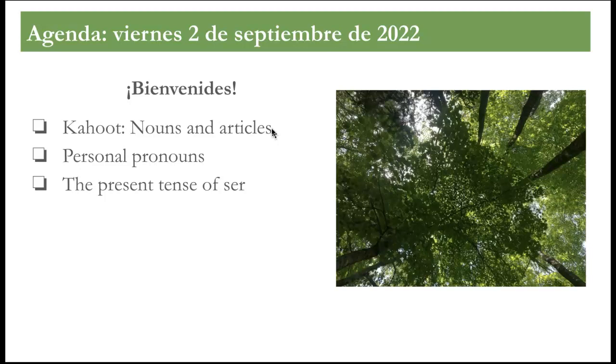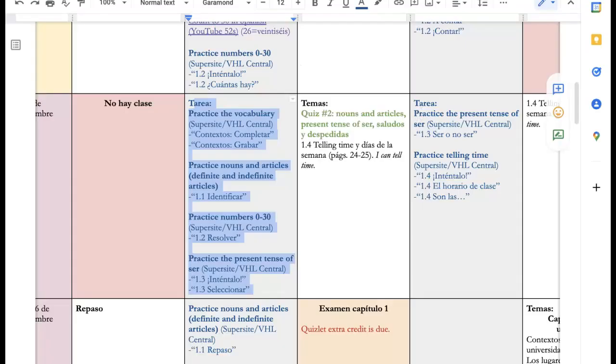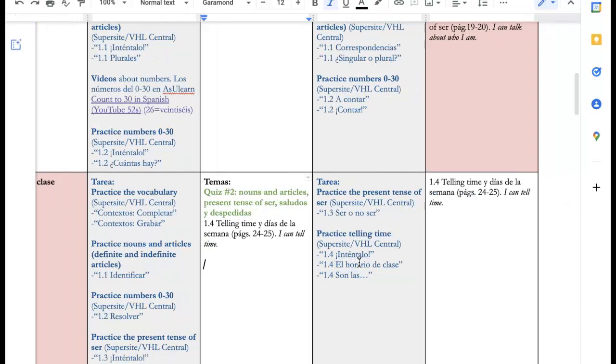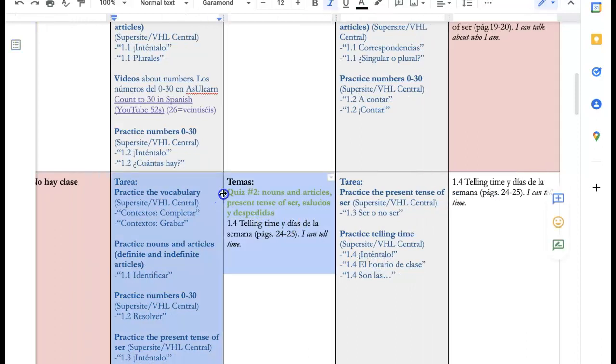So you're going to get the first 3 positions that get the highest points will get extra credit for the next quiz. The next quiz is on next Wednesday. So if you see on our course calendar, we have here quiz number 2 is next Wednesday, nouns and articles, present tense of ser, which is the topic that we are going to see today.